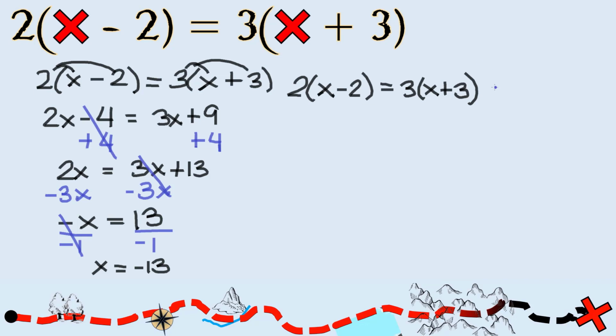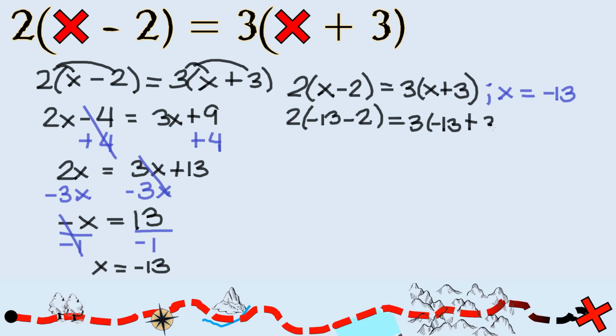So we're going to use the original equation and we are going to substitute the value of the unknown being equal to negative 13. So by substitution, we have this 2 times negative 13 minus 2. The other side will have 3 times negative 13 plus 3. We are checking, so we are going to place here a question mark, and our goal is for both sides of the equation to have the same value.